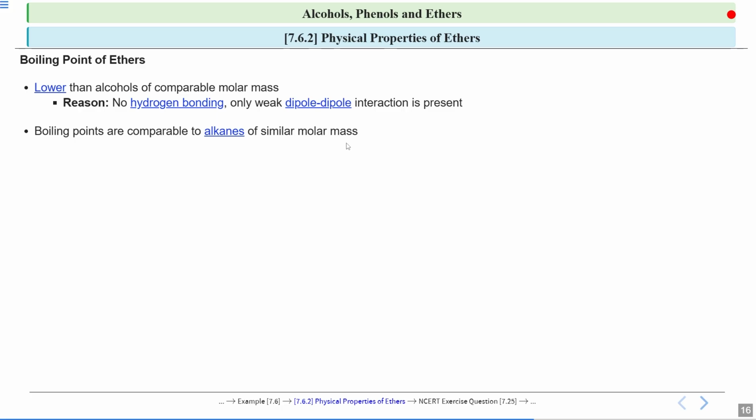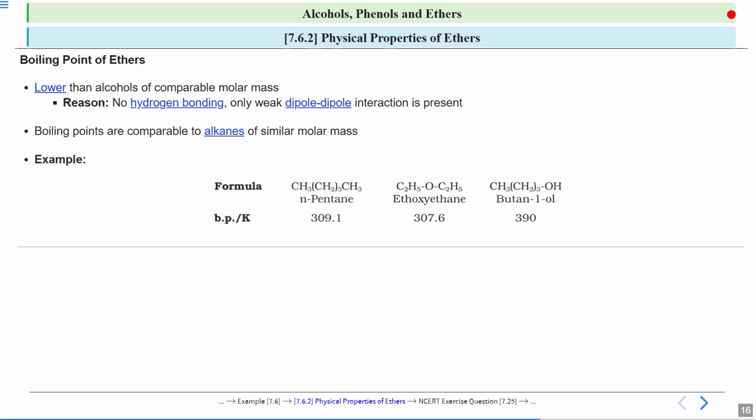So the boiling points are comparable to alkanes of similar molar mass. See here, if you have an alkane, that is n-pentane. The n over here denotes that this is a straight carbon chain with no branching. And this is an ether, which is ethoxyethane. And this is an alcohol which has 4 carbon atoms, so it is butan-1-ol. The 1 is because the carbon to which the OH is attached is the first carbon. So it is butan-1-ol.